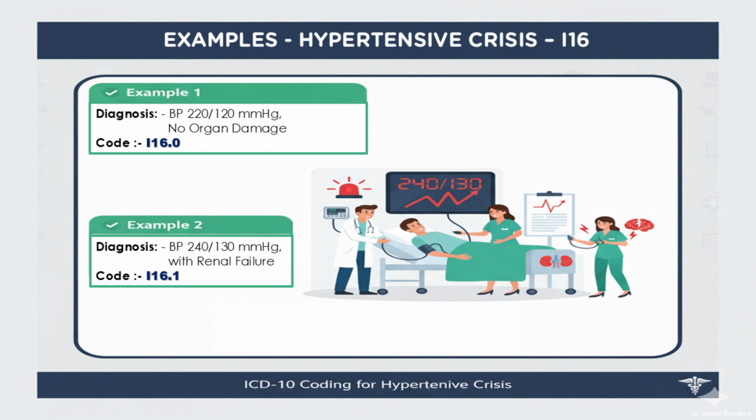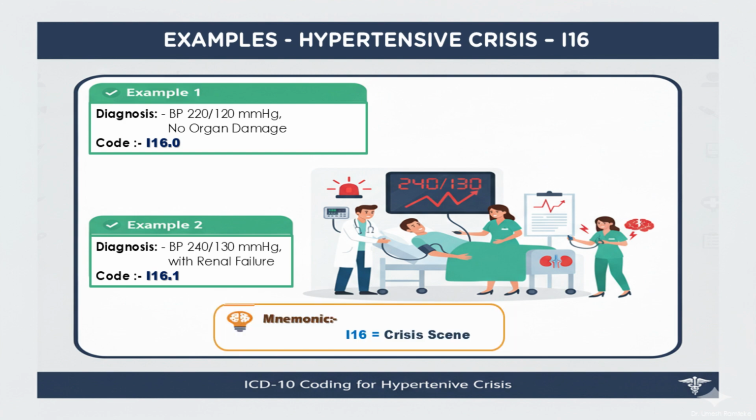For example 2, the BP is even higher at 240 over 130 millimeters of mercury with acute renal failure. The renal failure represents acute target organ damage. This elevates the condition to a hypertensive emergency, coded as I-16.1. The bottom line is that a single-digit difference in the I-16 code reflects a major clinical difference: no organ damage, I-16.0, versus organ damage, I-16.1. Code accurately based on the documentation. To quickly recall this vital series in a high-pressure setting, use this mnemonic: I-16 equals think crisis scene. This connects the code directly to critical care scenarios.